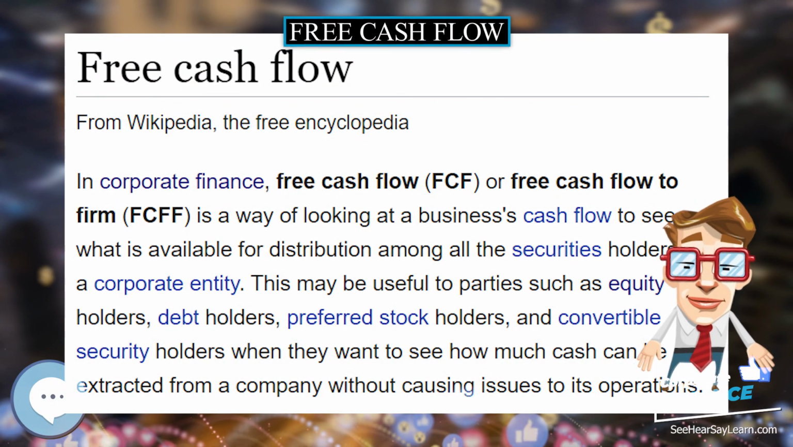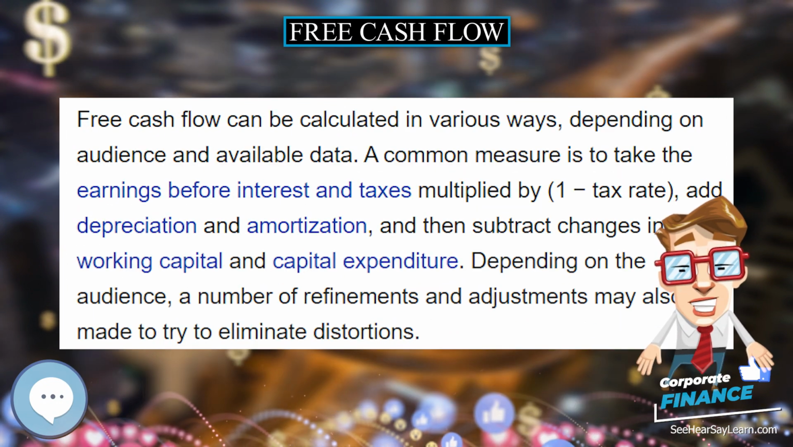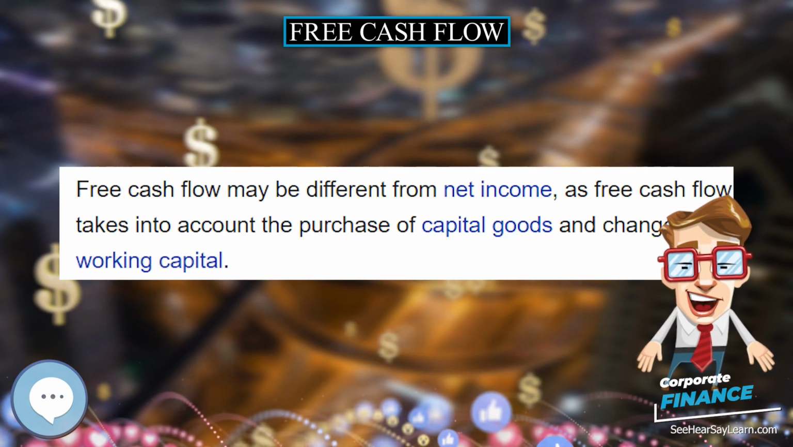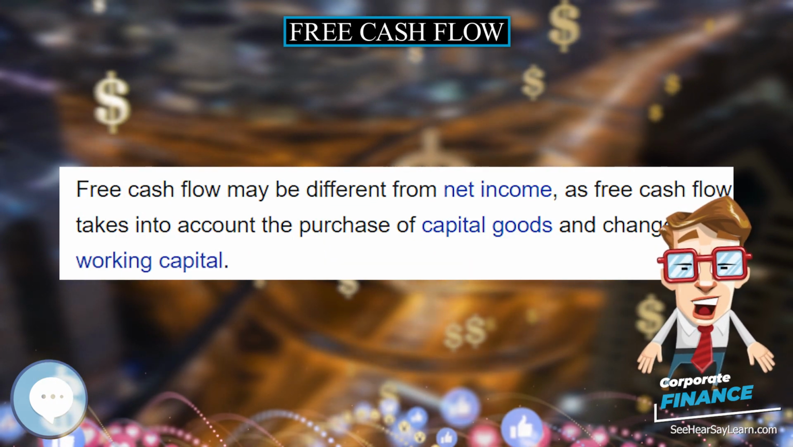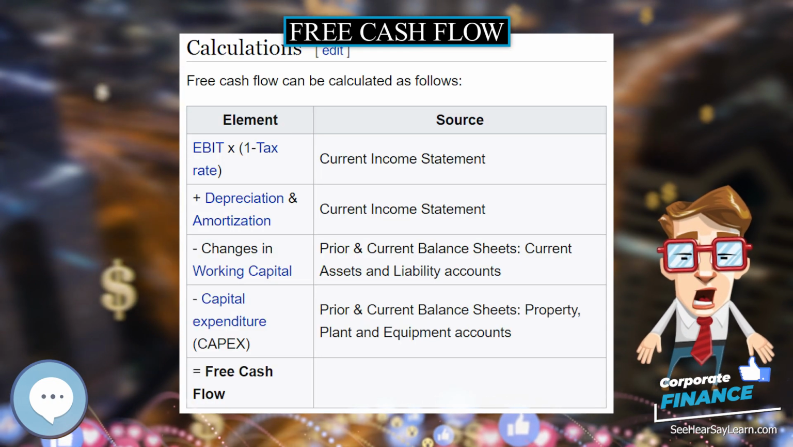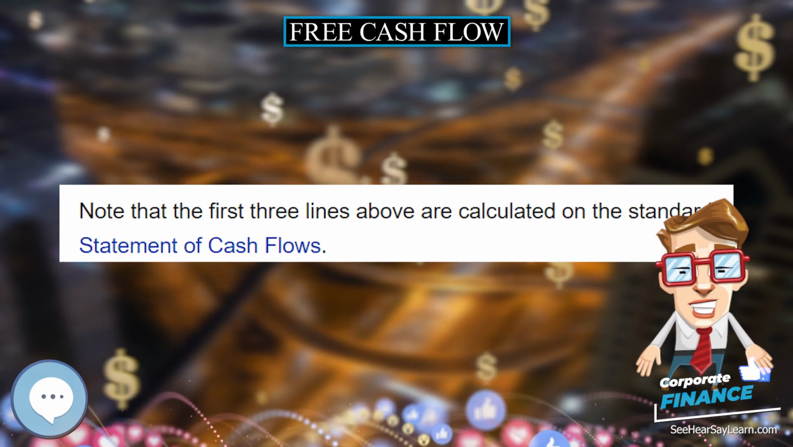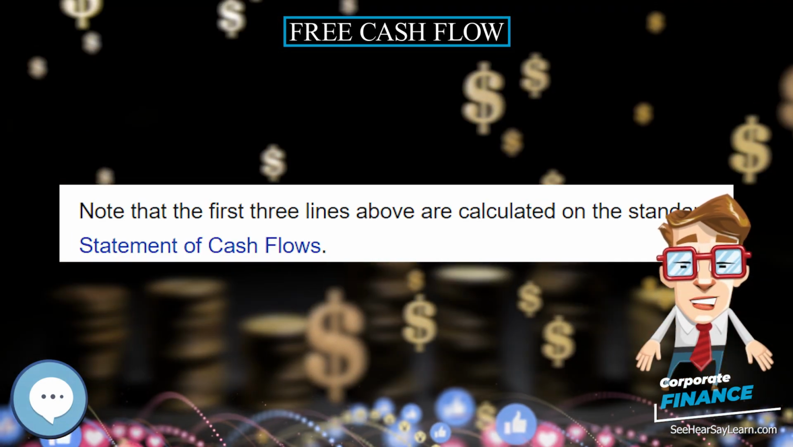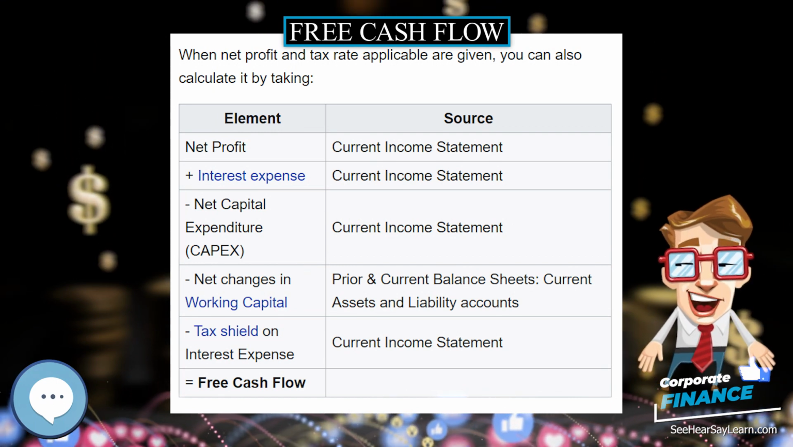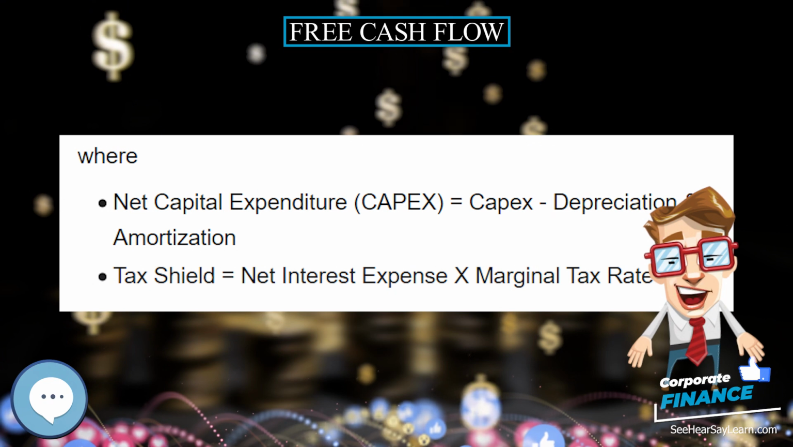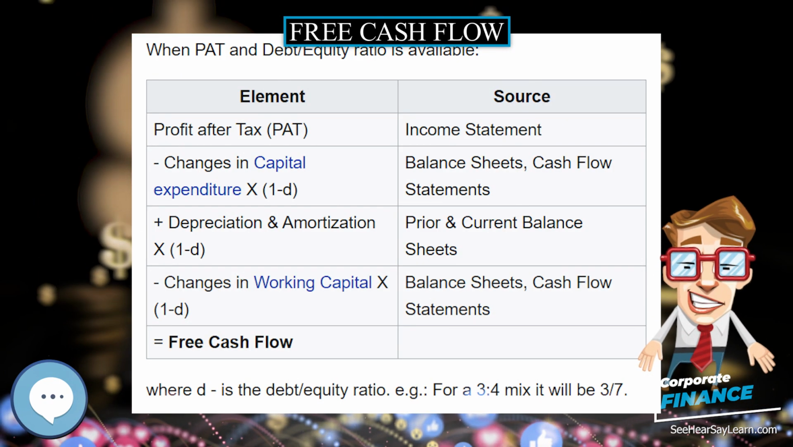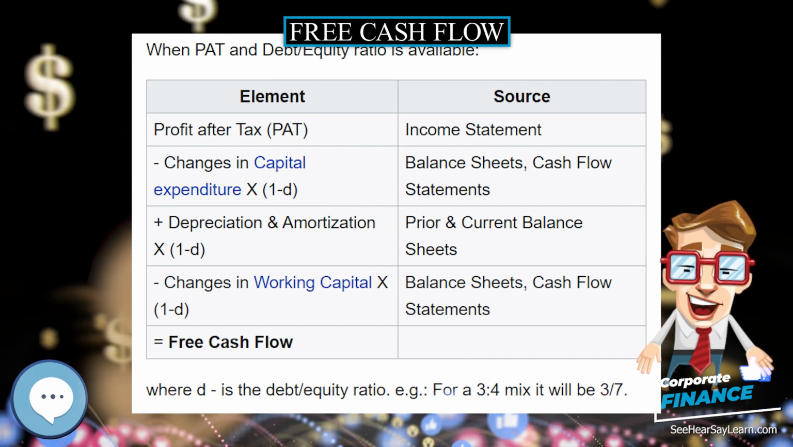Free cash flow. In corporate finance, free cash flow, FCF, or free cash flow to firm, FCFF, is a way of looking at a business's cash flow to see what is available for distribution among all the securities holders of a corporate entity. This may be useful to parties such as equity holders, debt holders, preferred stockholders, and convertible security holders when they want to see how much cash can be extracted from the company without causing issues to its operations.